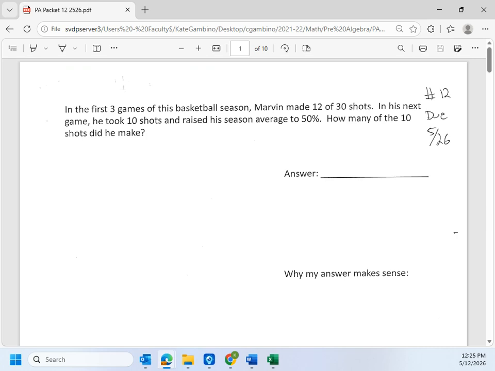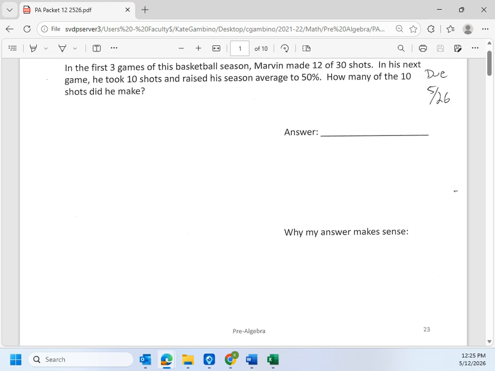First page, in the first 3 games of this basketball season, Marvin made 12 of 30 shots. So if we set that up as our fraction, he made 12 out of the 30 shots. In his next game, he took 10 shots and raised his season average to 50%. How many of the shots did he make? Well, think about that. If he had 30 shots that he made, now he made 10 more, so that's going to give us a 40.